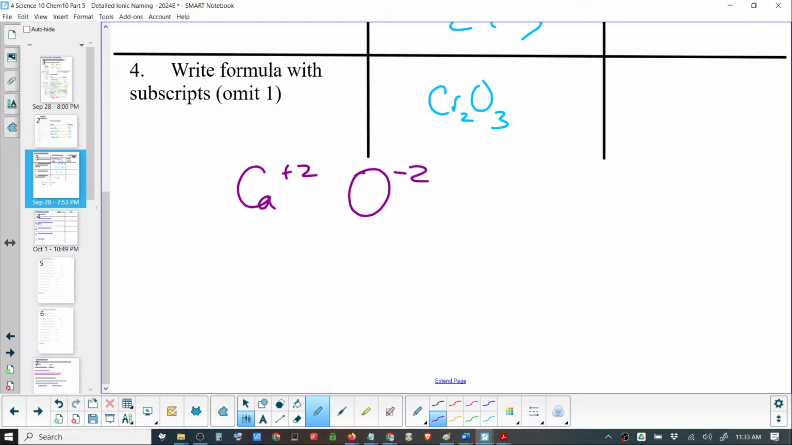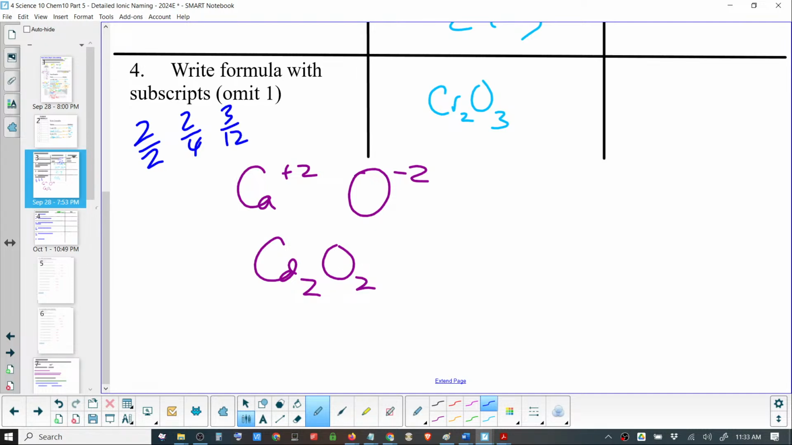No, just 2 and 2. So we'd go Ca2O2. Is that correct? No. What do we have to do with it? Simplify. It is like a fraction. If you have 2 over 2, or 2 over 4, or 3 over 12, you reduce.